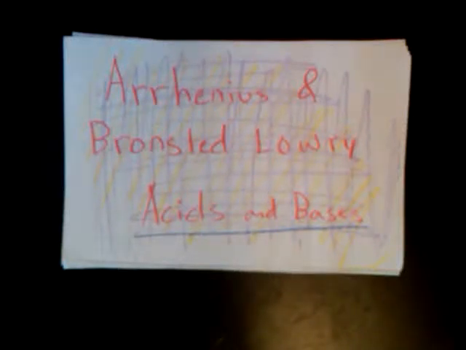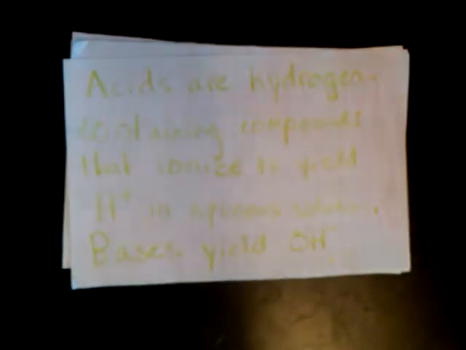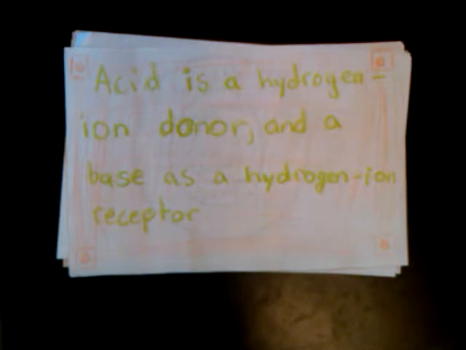Arrhenius and Bronsted-Lowry acids and bases. Arrhenius defines an acid as a hydrogen-containing compound that ionizes to yield hydrogen in aqueous solutions. He defines a base as yielding hydroxide. Bronsted defines an acid as a hydrogen ion donor and a base as a hydrogen ion receptor.